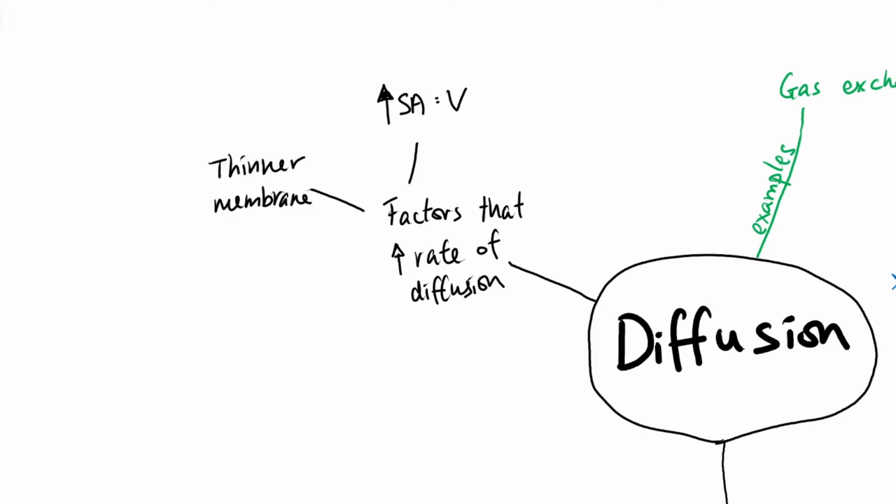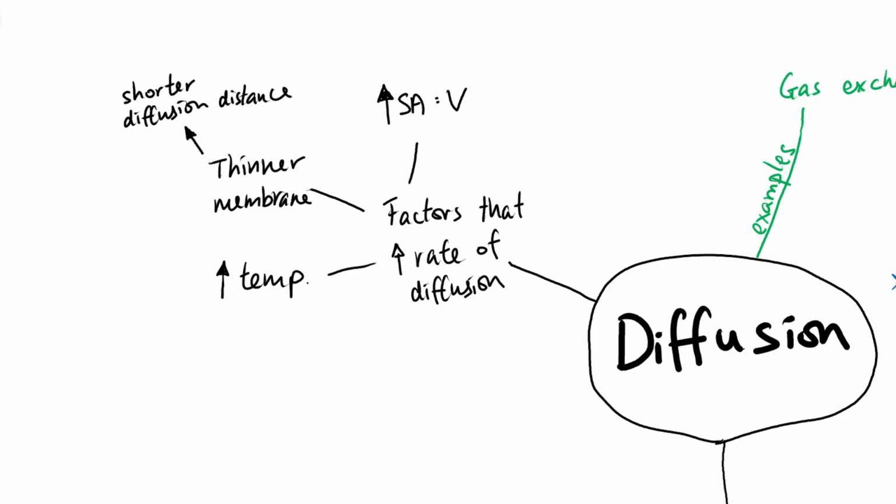Another common one is these exchange surfaces having a thinner membrane, and the key thing here, which people often forget, is explaining why having a thinner membrane leads to faster diffusion. Actually, it's because it provides a shorter diffusion distance. And the name is quite self-explanatory. The chemicals don't have to go through that long of a distance, so obviously diffusion happens quicker.